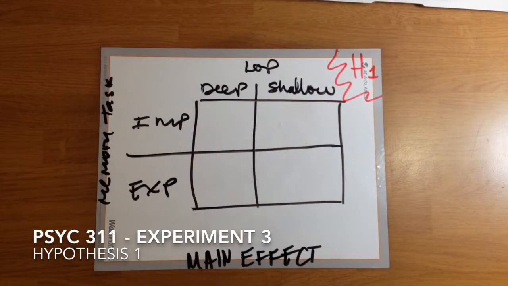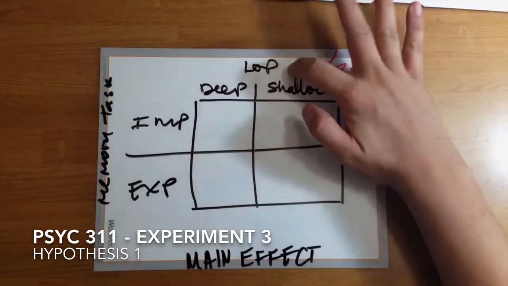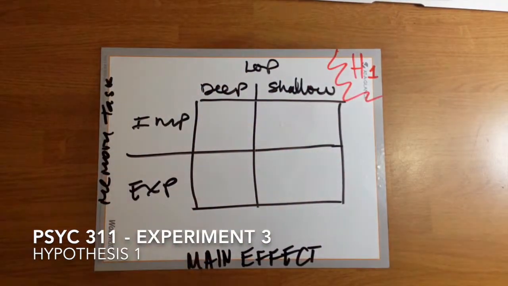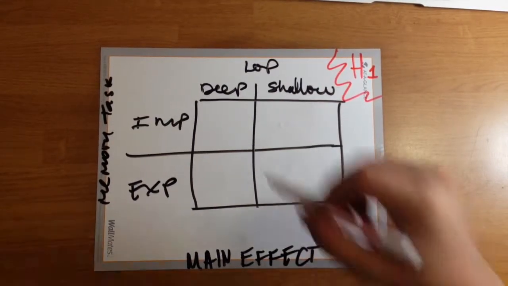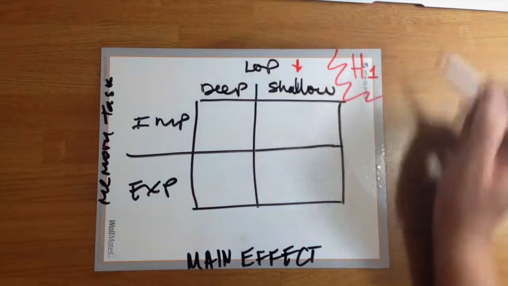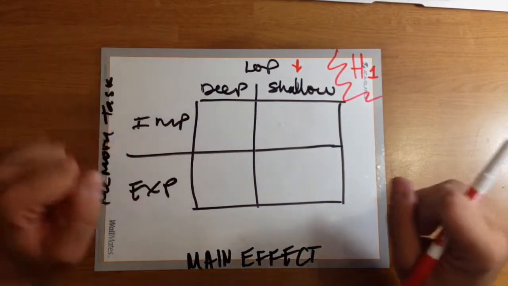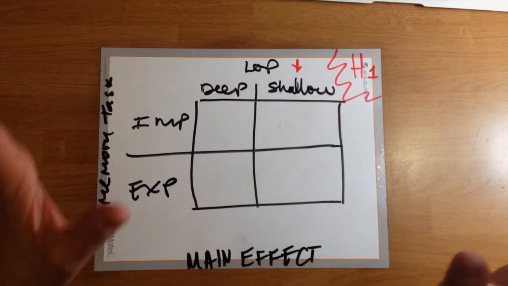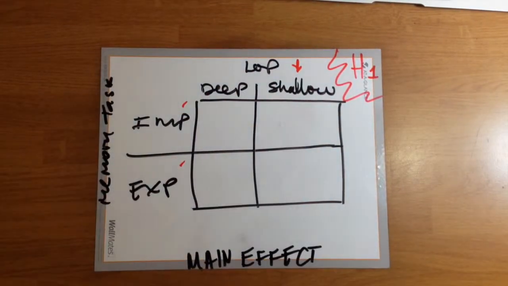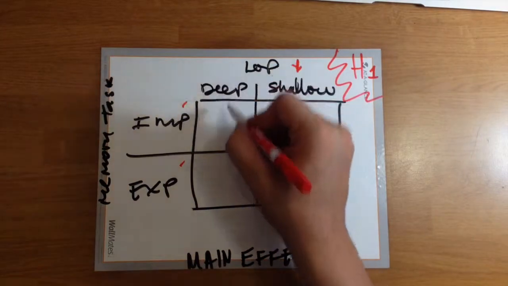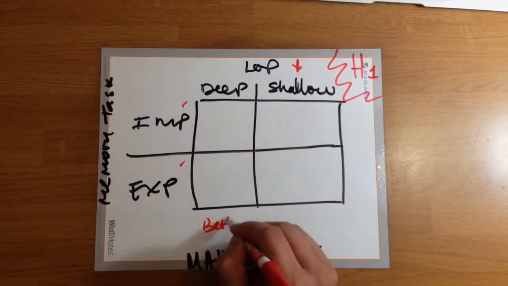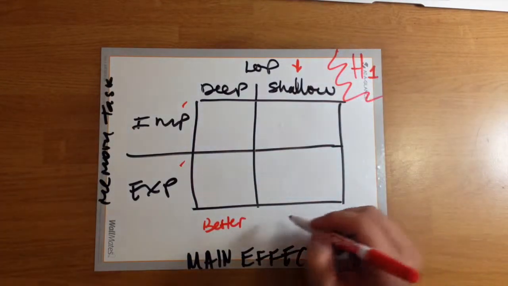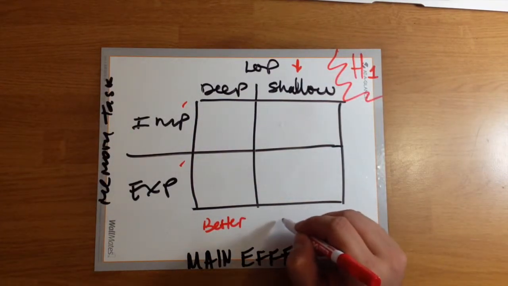All right, our first hypothesis for a study has to do with the main effect of LOP on performance in memory tasks. So we're saying that LOP will have a main effect on memory task, and that overall, ignoring these levels, all participants in the deep LOP condition will have better recall than individuals in the shallow LOP condition.